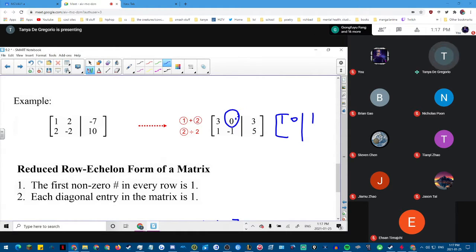Okay, now my second row, I've gone ahead and I've divided by 2. Why do you guys think I divided by 2 there? Why is it a good idea to divide by 2?